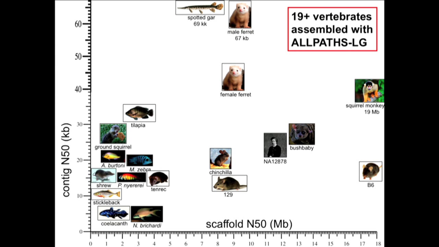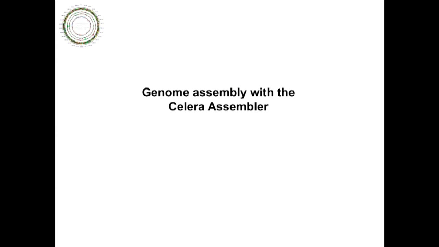To get these monster, very large, tens-of-megabase scaffolds, you absolutely have to have that big fosmid library, those big 40K jumps, to be able to jump over all the repeats in your genome. Okay, I'm just going to spend a couple of minutes quickly going over the Celera assembler. So ALLPATHS is built into the discovery environment. That's what our hands-on exercise is going to use.